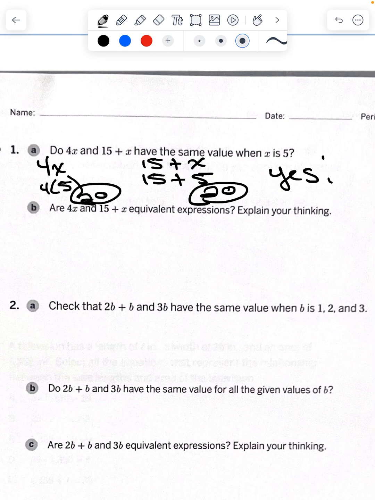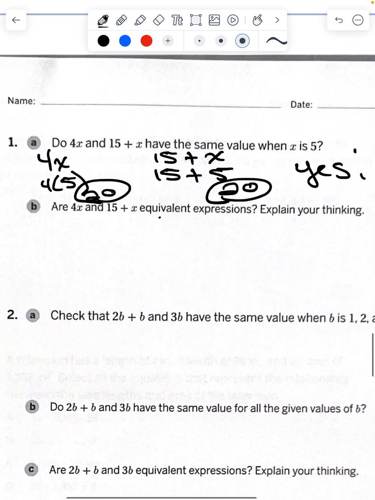Let's look at B. Are 4x and 15 plus x equivalent? Are they equivalent expressions? Explain your thinking, okay? So now you kind of have to prove it. So when we substituted in 5, it works. But does that mean they're equivalent expressions? In order to be an equivalent expression, it has to work for more than just one number. It has to work for every single number. So let's see if it works for 2.